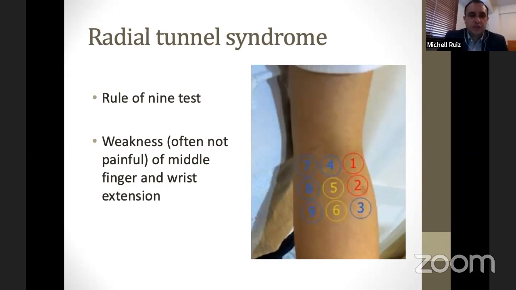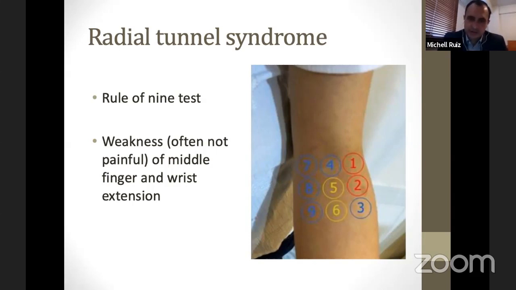I also use this rule of 9 test, and it goes like this. You will make a grid of the proximal forearm on the volar aspect, starting distal to the elbow crease, and you will divide the proximal forearm into nine different sections. This is the lateral side and this is the medial side. The patients with radial tunnel syndrome will have pain with palpation in zones number 1 and 2, which are marked in red. When the patients have pain in zones 5 and 6, you will have to rule out a compression of the median nerve.